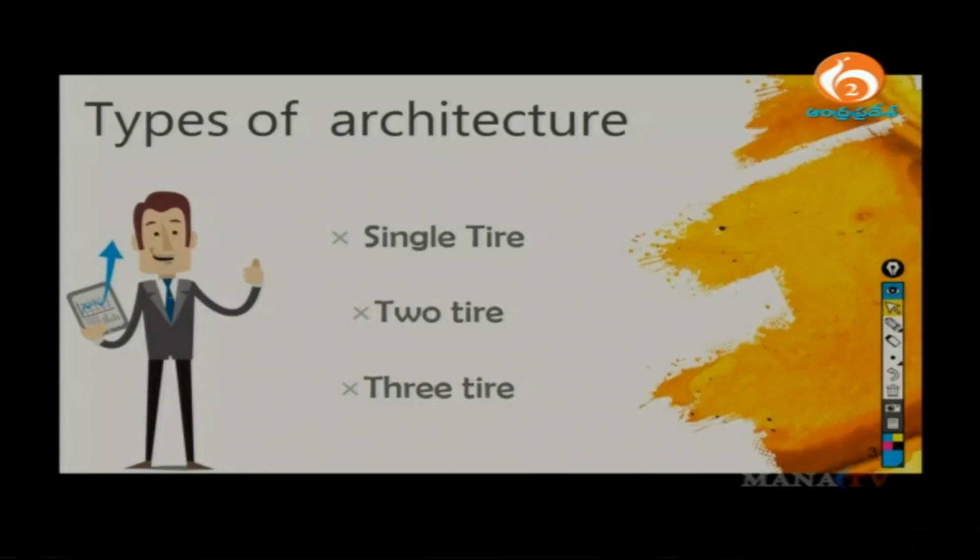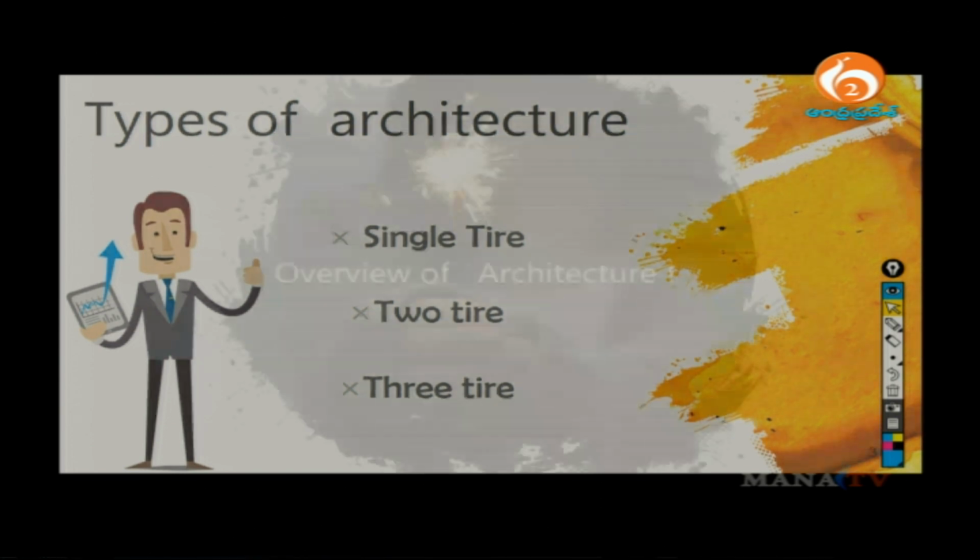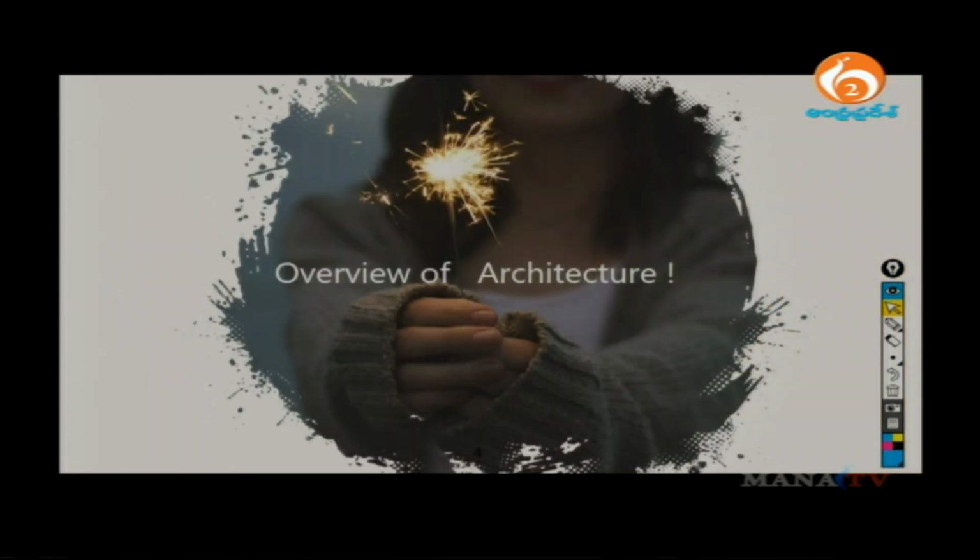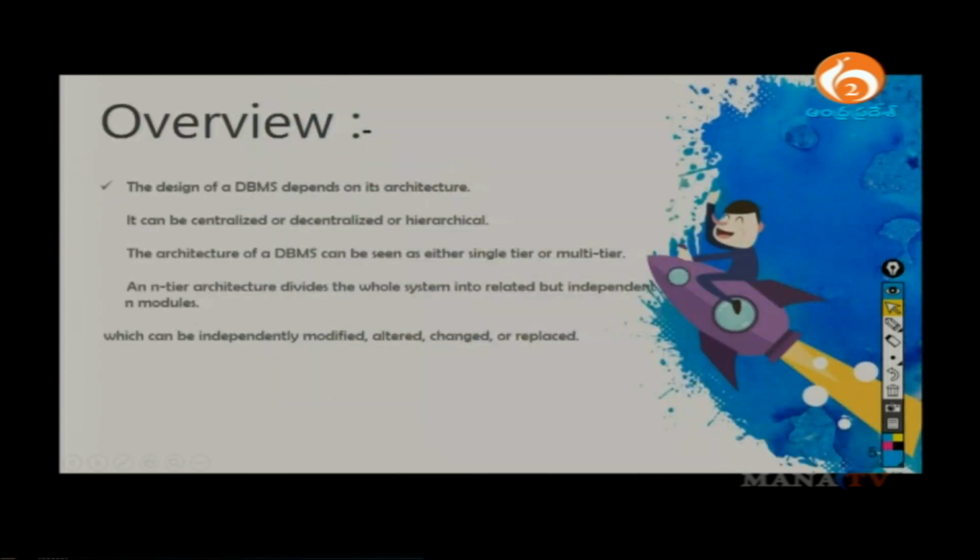So with these three layers, you can build an architecture in three ways: single tier, two tier and three tier. First, let me give just an overview of this architecture, right? The design of a DBMS depends on the architecture. That means if you need to design any database or any DBMS application, first it will depend on the architecture.